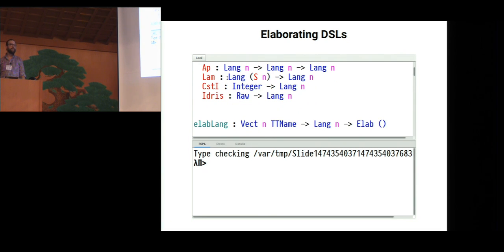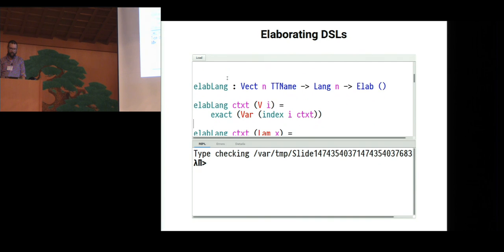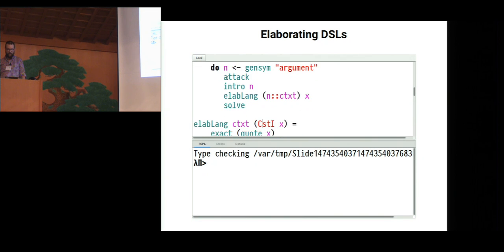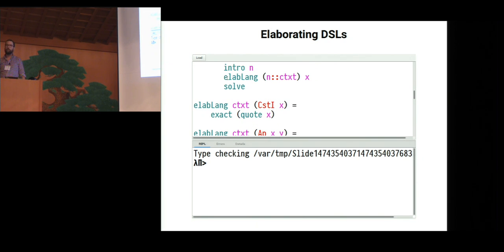Then, in order to elaborate this language, we can take an assignment of names to all of the free variables in a term, and a term with that many free variables, and do some things, not returning anything, but building the term as we go in the elaborator. And so the first step is to take our variable, look up the name we've assigned to that De Bruijn index, and use it. In the case of a lambda, we need to generate a fresh name for the argument, introduce that name, and then elaborate the body in the context which is extended. To do a constant integer, we use quote, and so quote is a type class that goes out and knows how to quote things into the core language.